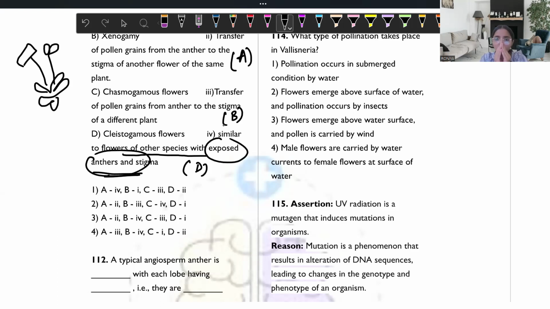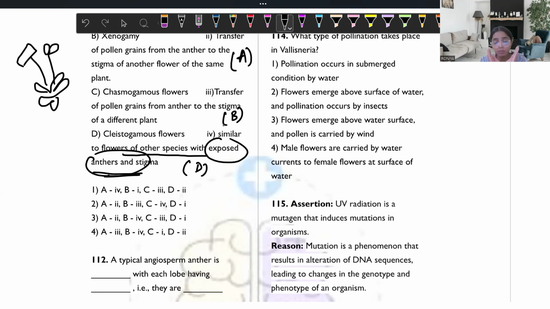So if the flower is not opening, pollination will be autogamous. Why? Because if you want pollen grain from the other flower to come and land on the stigma of this flower, you need to expose the stigma. Okay. If the stigma is not exposed, pollen grain might come from the other flower, but it can't land on the stigma because the flower is closing the stigma. Okay, so you need an exposed stigma for cross-pollination to occur.